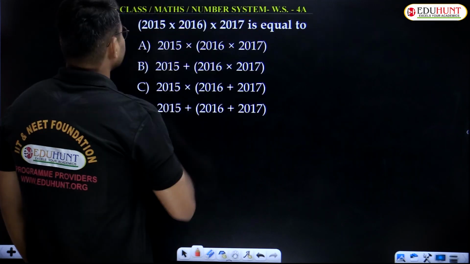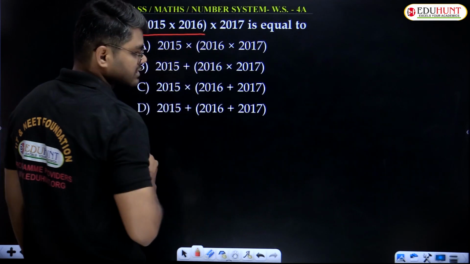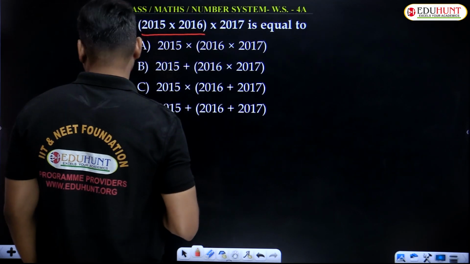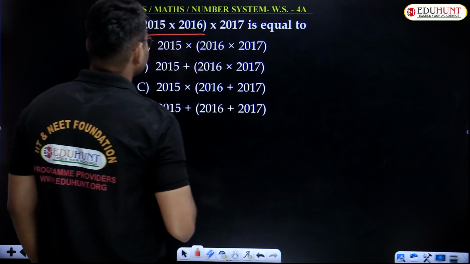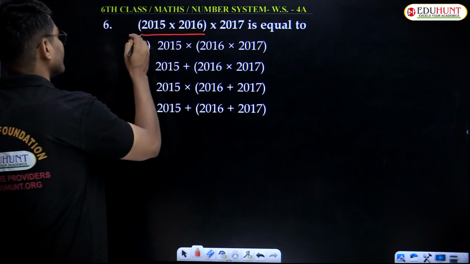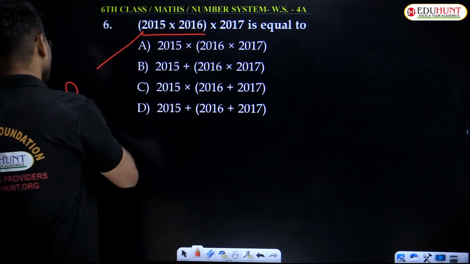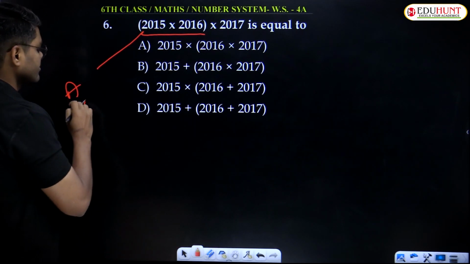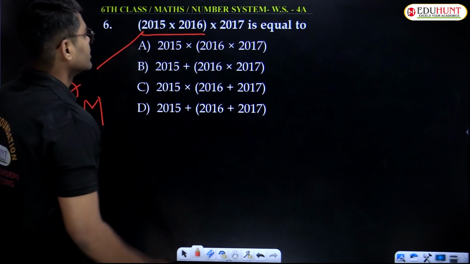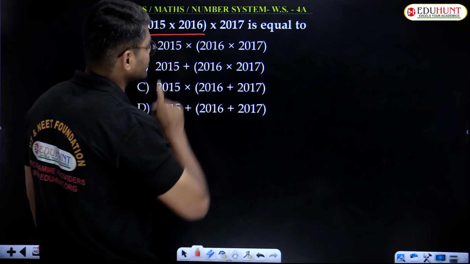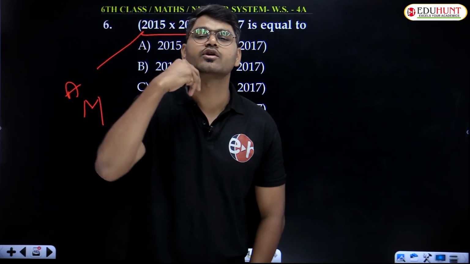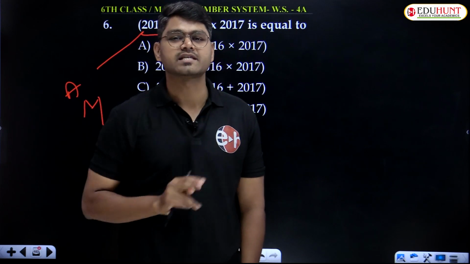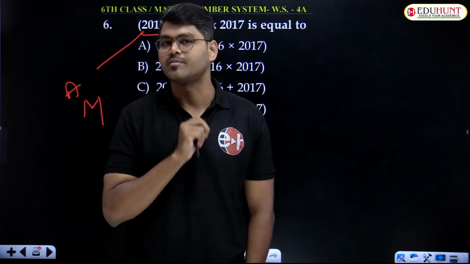Next one, 2015 into 2016 into 2017 is equal to. It is associative property of multiplication. Associative property under multiplication. Okay. 2015 into 2016 into 2017. Take any three numbers. In any order you multiply, then the result will be same. That is associative property under multiplication.